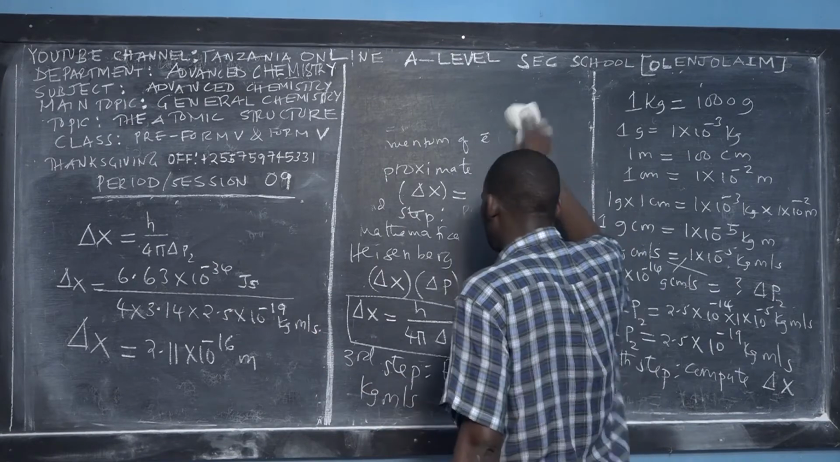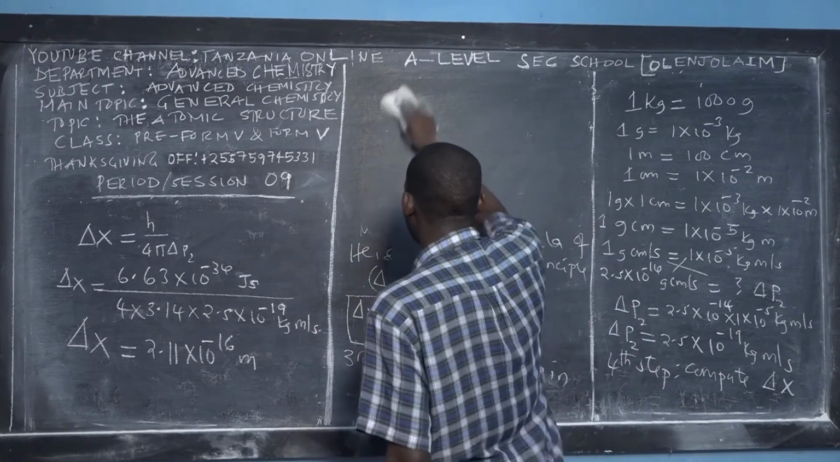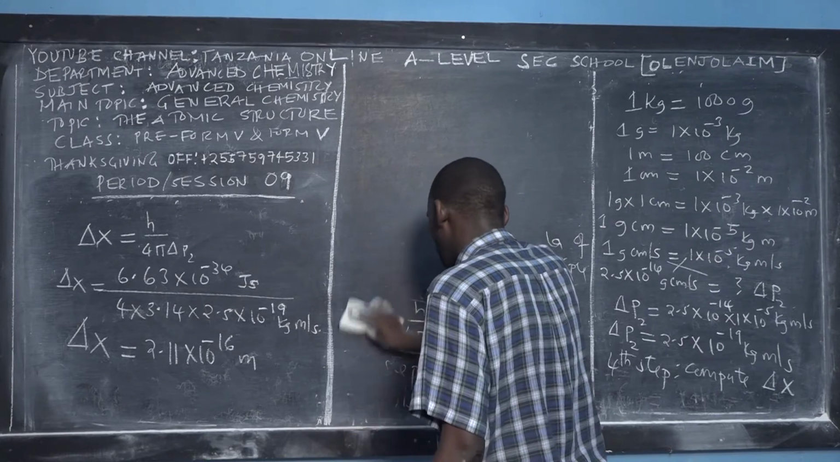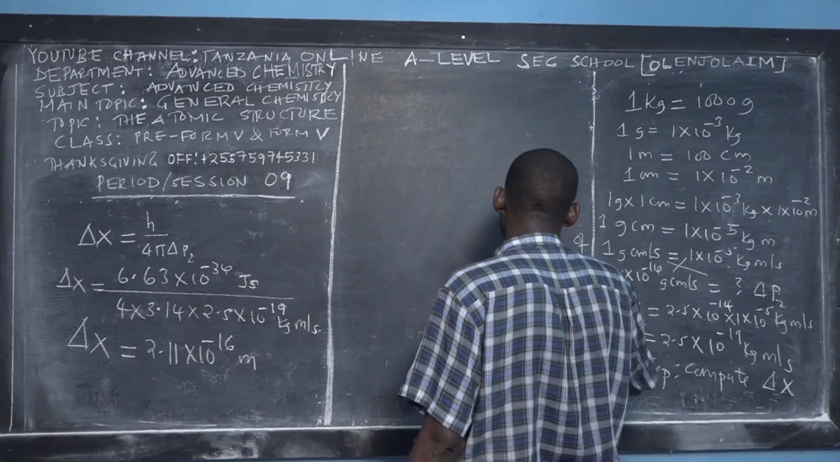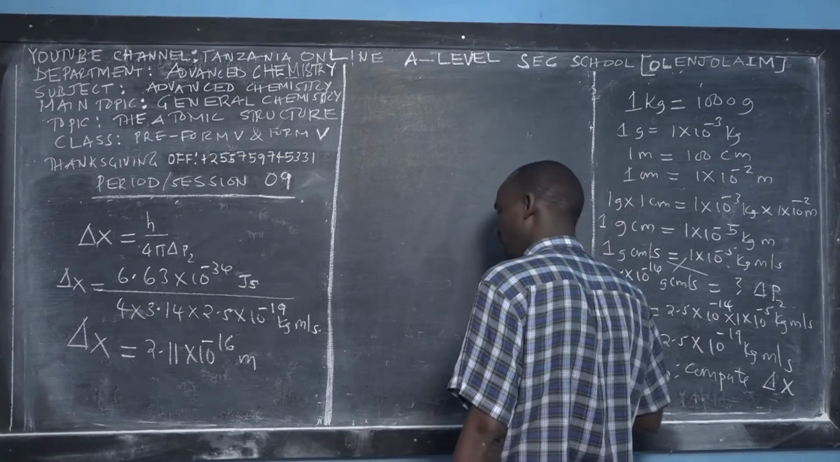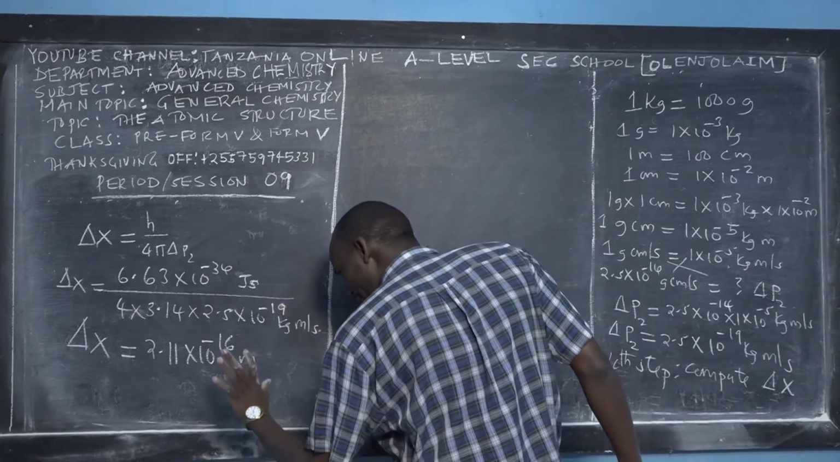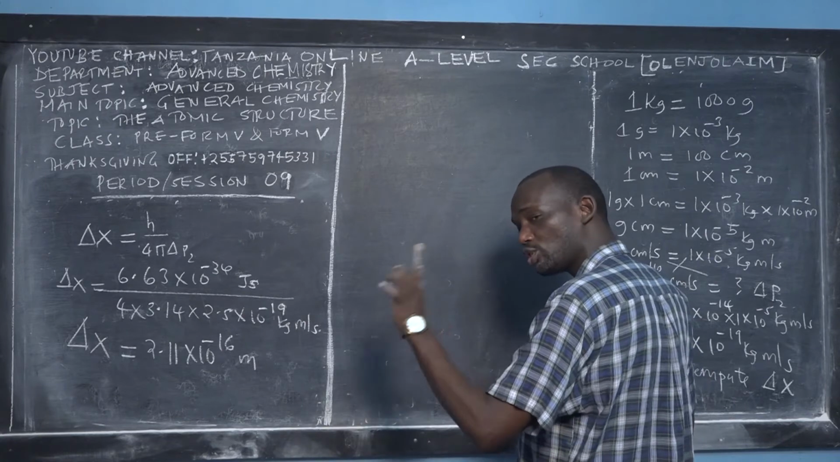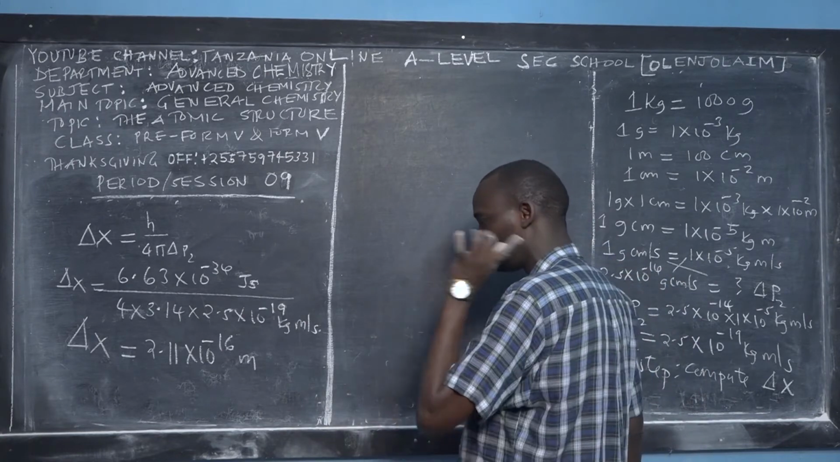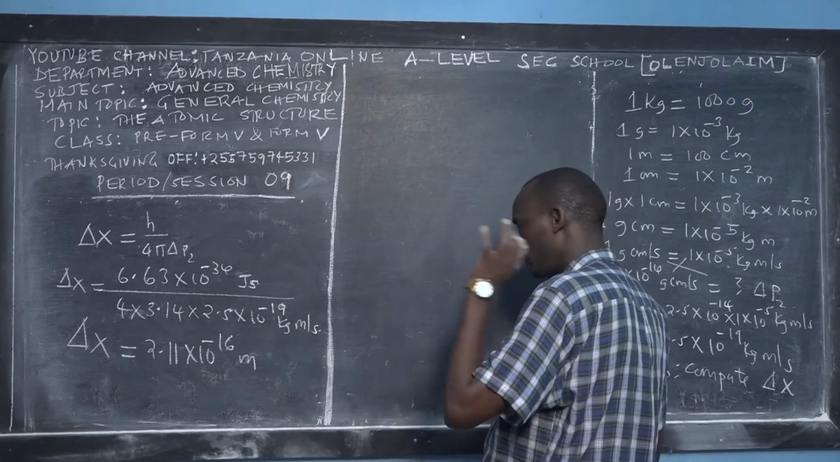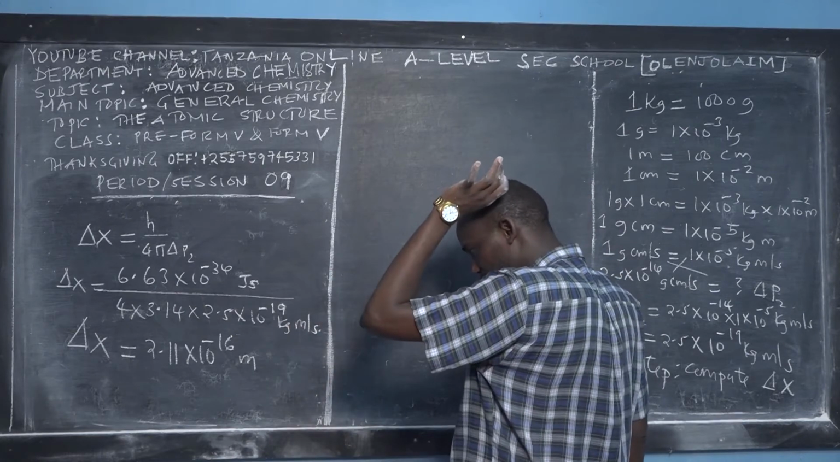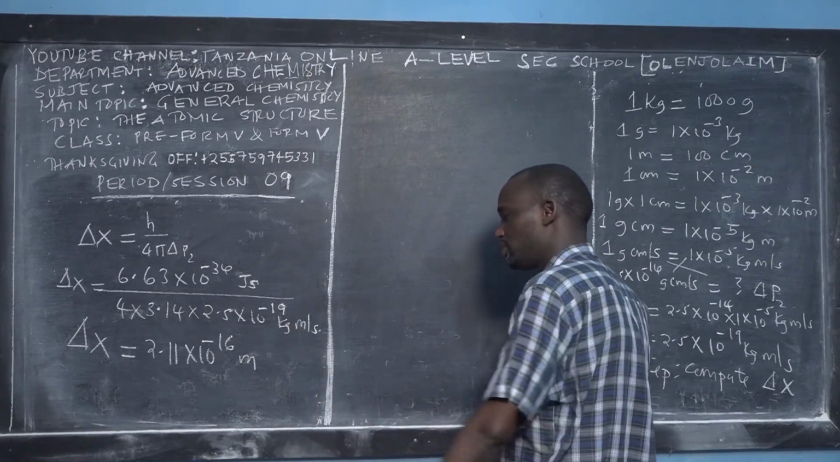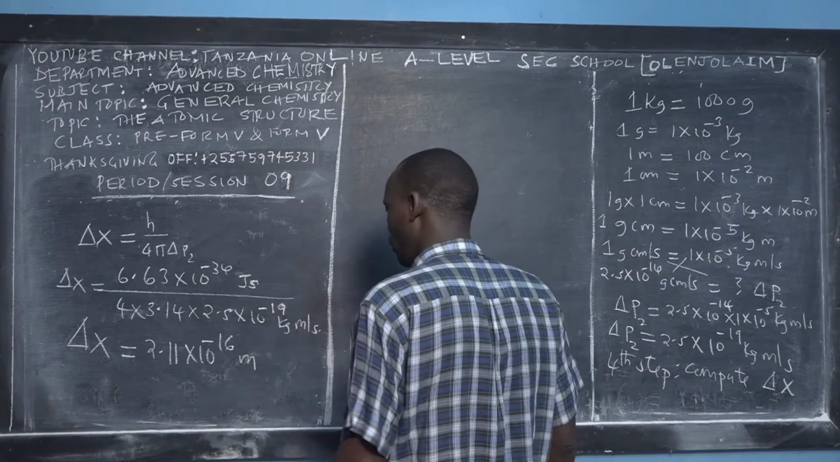You see the distance from the point where the electron is formed to the nucleus is 2.11 exponent negative 16 meter. It is 0.000000000000000, the zero and the point, it should have 16 decimal places. It means all zeros and then 2, 1, 1.